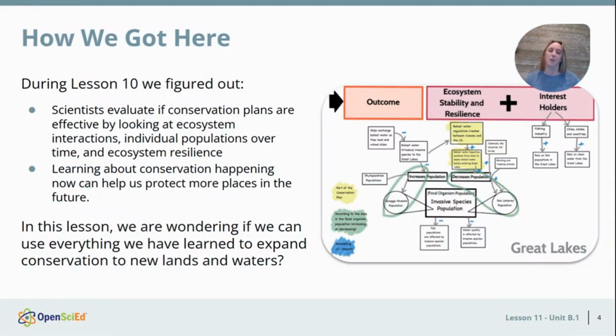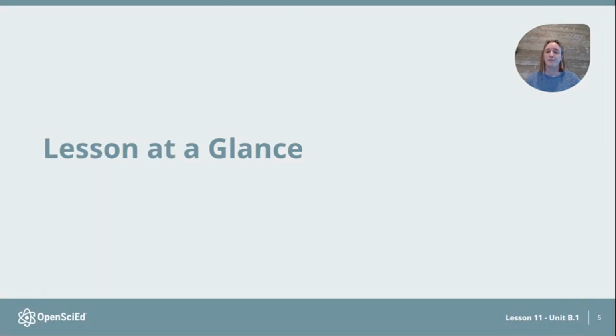During Lesson 10, we learned about conservation efforts in our original conservation profiles from Lesson 1. We discussed, presented, and shared our evaluations on whether the conservation plans are working in the Everglades, the Whole River, the Saguaro Desert, and Lake Michigan. At the end of Lesson 10, we started thinking about the 30 by 30 initiative and whether we can use our knowledge to make decisions on new conservation efforts in other places.